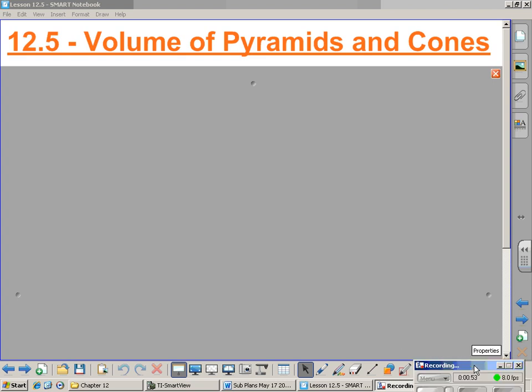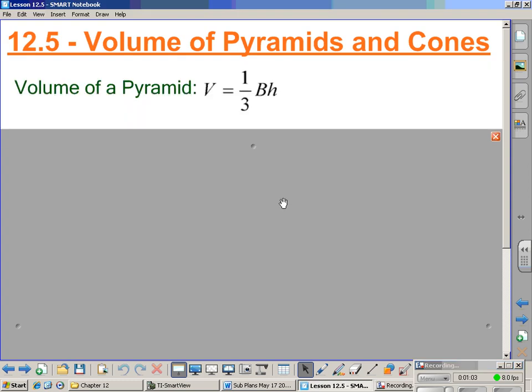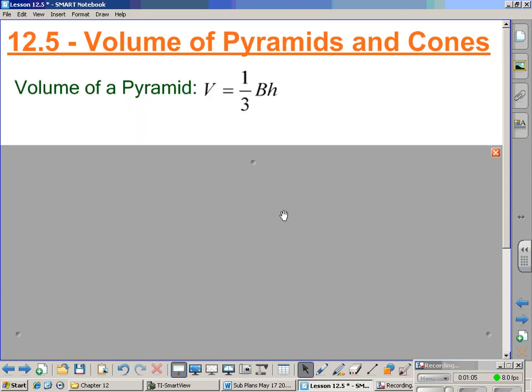And so today it's pretty straightforward. We're going to find the volume of a pyramid, volume of cones, and then put some of those shapes together to get the volume overall. Volume of a pyramid. Volume equals 1/3 area of the base times the height.